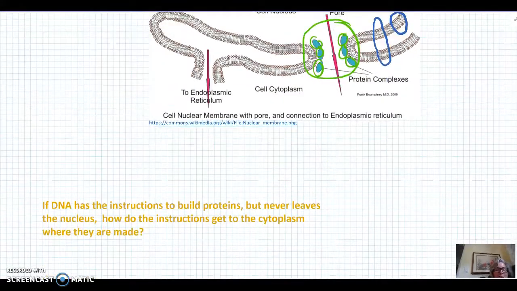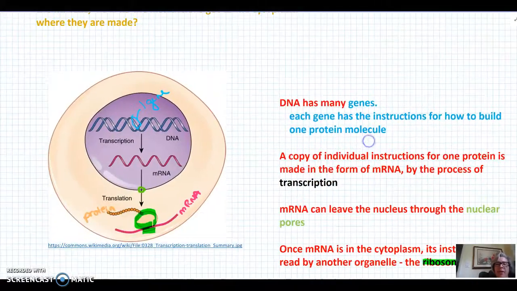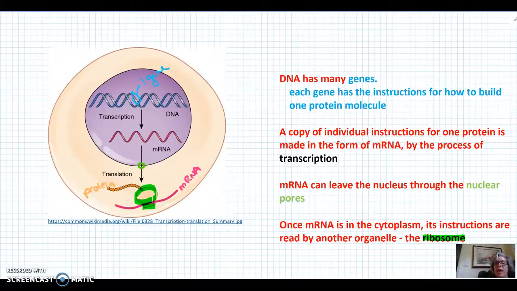But that kind of presents a problem, because if the DNA has the instructions for how to build proteins, but those instructions never leave the nucleus, how do the proteins get made? Because the proteins are actually made in the cytoplasm. And the answer is that although the DNA doesn't leave the nucleus, a copy of the instructions that are in the DNA is made, and that is allowed to leave the nucleus.